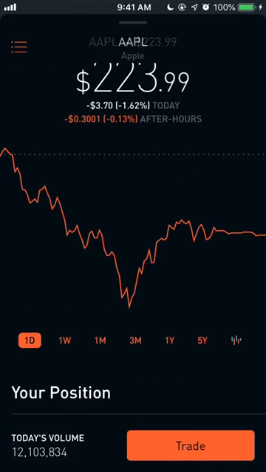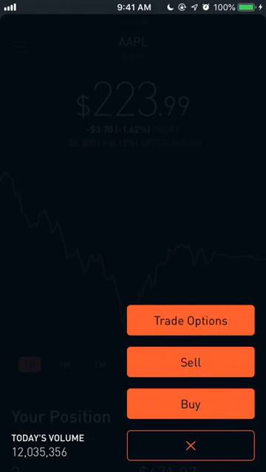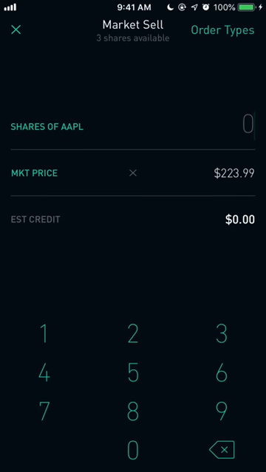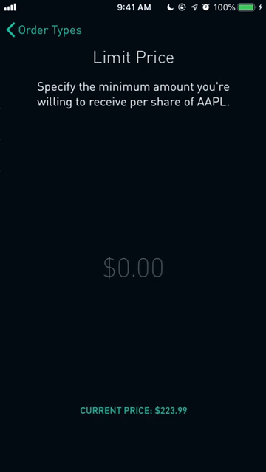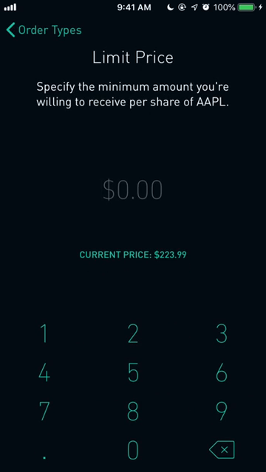So once again, you get your stock pulled up. You click trade over here. You click sell. So let's say you just want to sell one share of them. If you just click review and go through all the way, it'll just simply sell it at the current market price. But if you go to limit, it's similar to buying, but just the opposite.